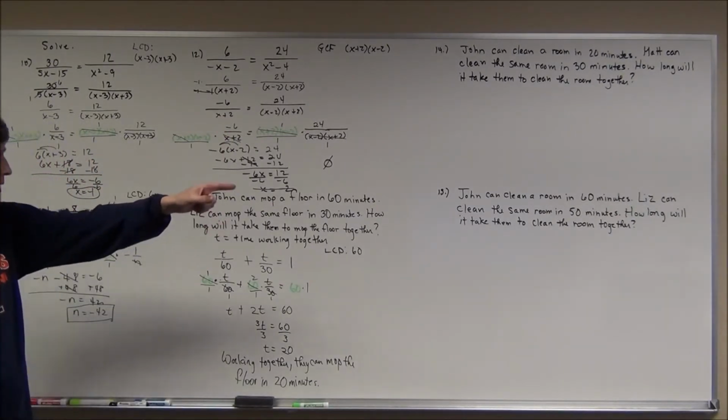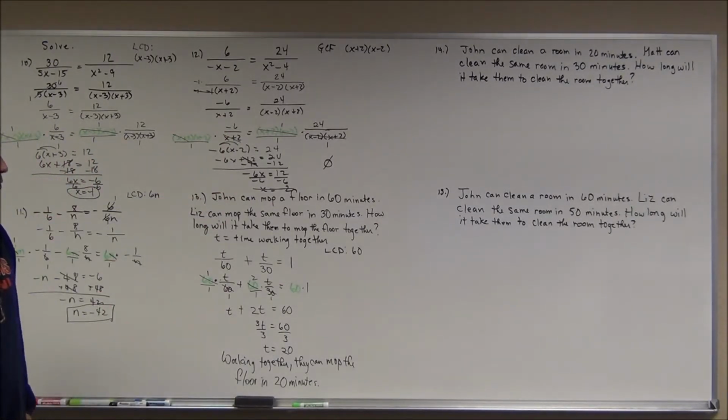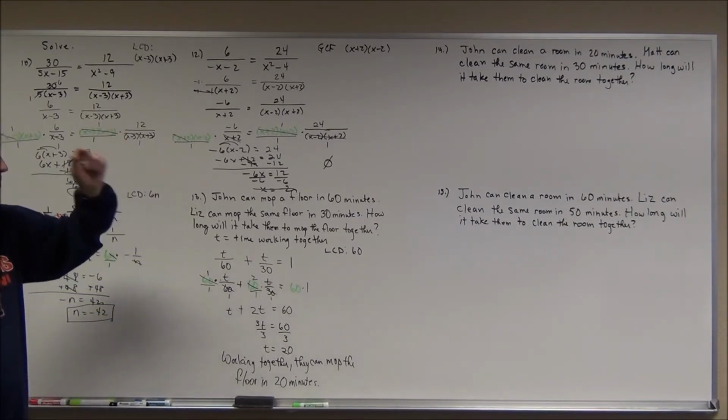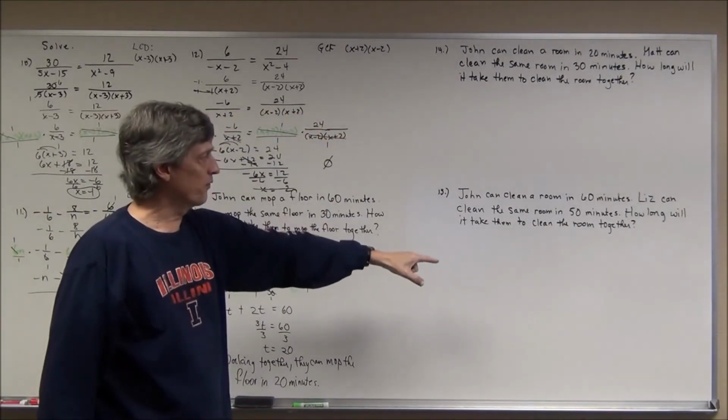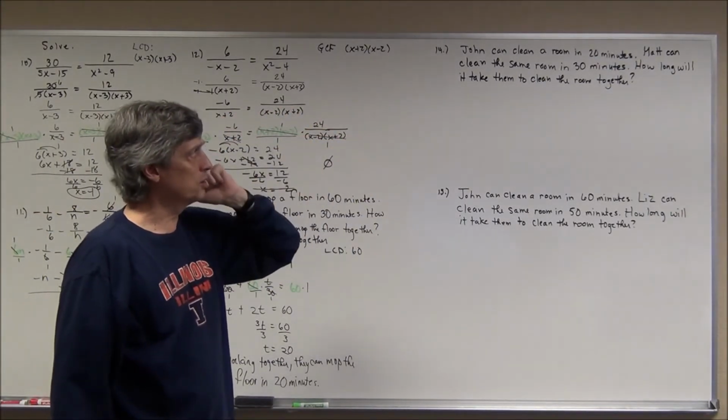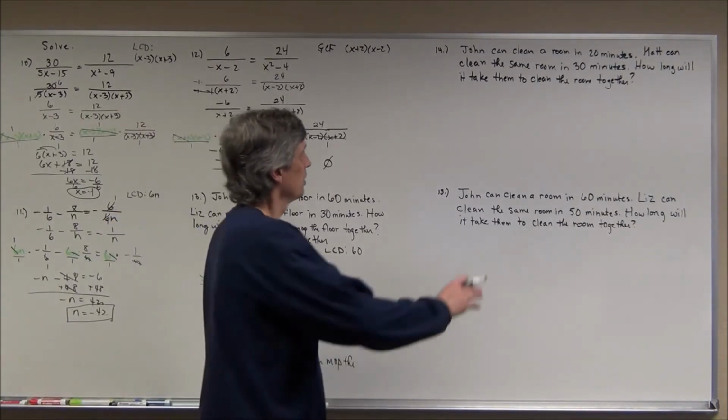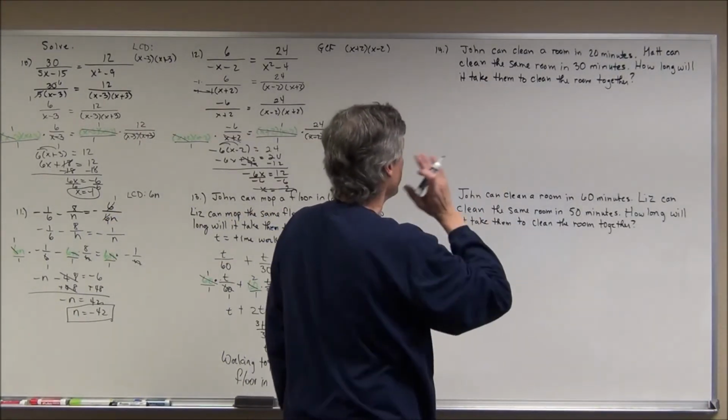In fact, problem number 15 has the same two names. It has John and Liz. We're going to go ahead and I'm going to work them out. But if you understand this, again, try these problems first, and then you can check your answers by watching the video. So in the top problem here, John can clean a room in 20 minutes.